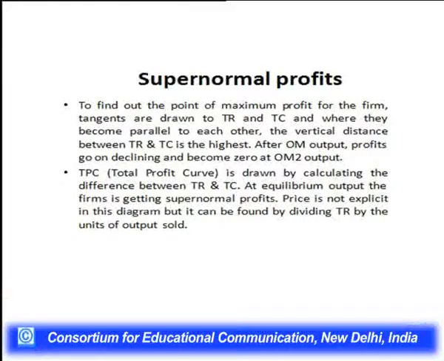In case of supernormal profits, total revenue is greater than the total cost. So how will we find the equilibrium point? We will draw the tangents to TR and TC, and where they become parallel to each other, that will show the vertical distance between TR and TC to be the highest. And this is shown in the figure also.